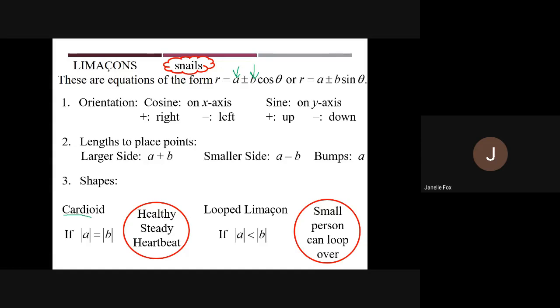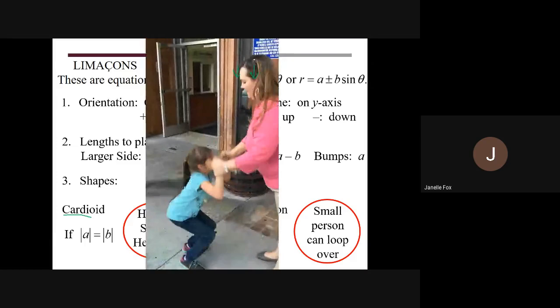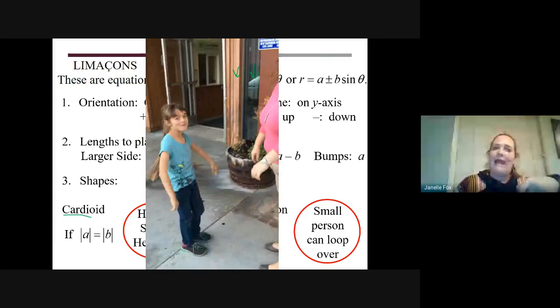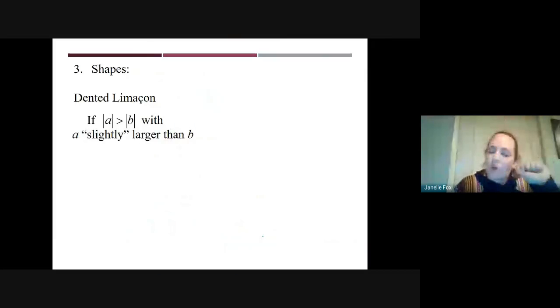So I have a video just to show you, like in my head, how I remembered having the smaller number in the front. So here goes Cassidy. She's going to loop over and just like that. And the only way that she's able to loop around is because she is smaller than me. If she was bigger than me, I wouldn't be able to loop her around.